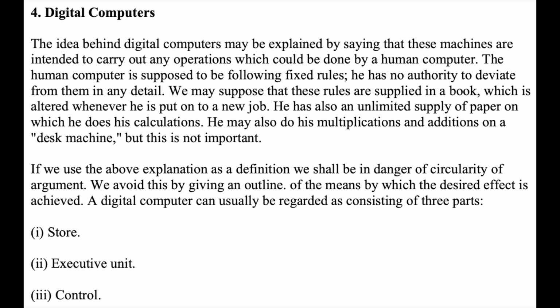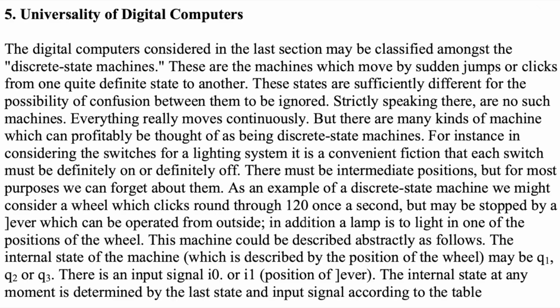Turing explains that a digital computer consists of three parts: a store of information, an executive unit that carries out operations, and a control unit ensuring instructions are followed correctly. Turing categorizes digital computers as discrete-state machines, which operate by moving from one distinct state to another, and he provides examples to explain this concept.